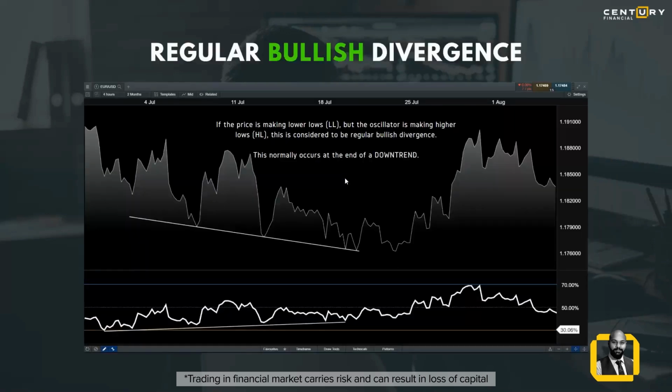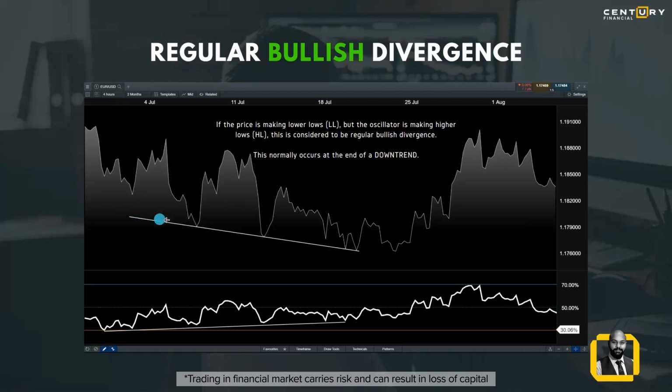Let's look at the bullish divergence. Bullish divergence is for people who are looking at buying a particular instrument, whether a stock, a commodity, or indices. It does not matter what instrument you're looking at. Technical analysis applies the same for all the instruments on the charts. Now let's look at this particular instrument. We are looking at EUR/USD.